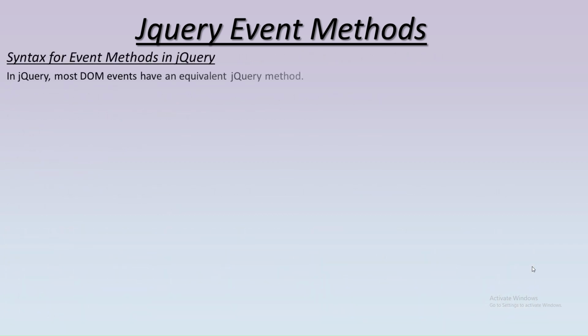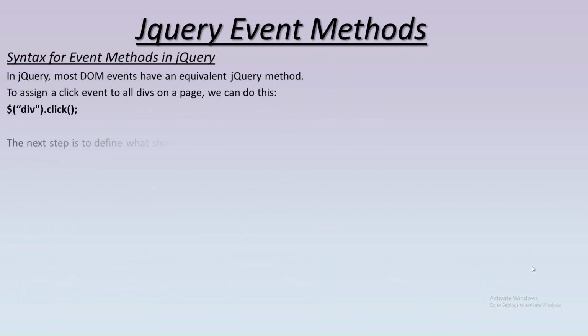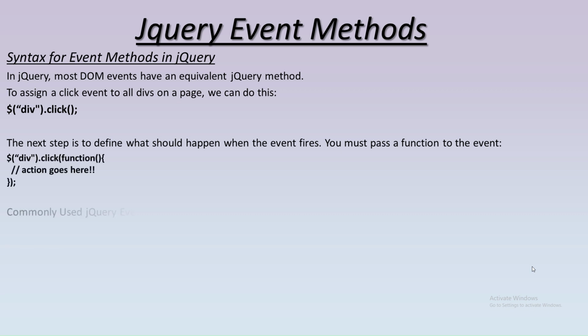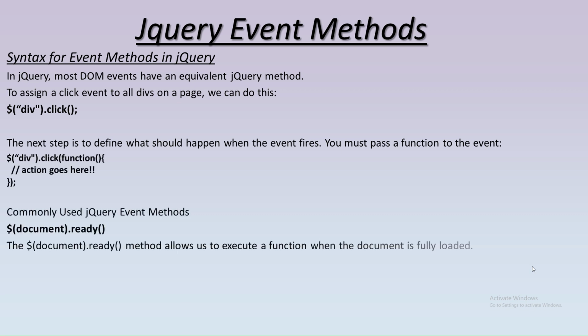Moving ahead, what is the syntax for event methods in jQuery? In jQuery, most DOM events have an equivalent jQuery method. To assign a click event to all the divs on a page, we can do this: $("div").click. The next step is to define what should happen when the event fires. You must pass a function to the event. So for example, $("div").click(function) and any action goes in here, like an alert, changing the color, or firing another event. So these are the events that work with the click function.